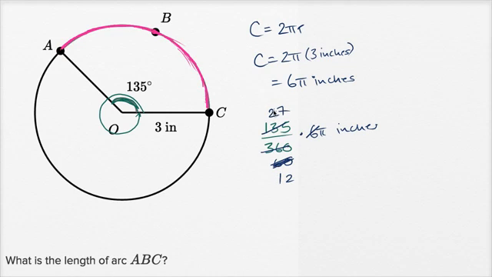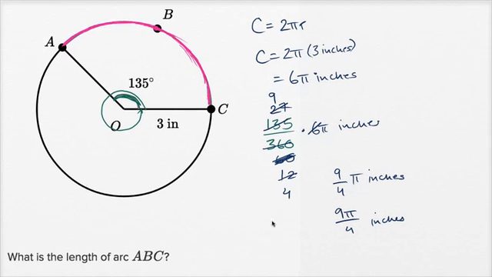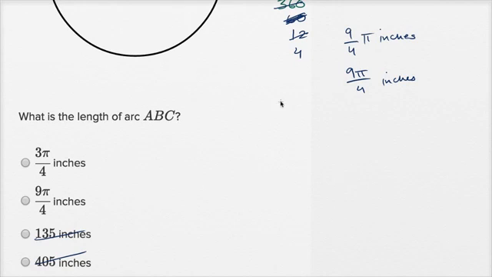And then we can divide the numerator and denominator by 3. 27 divided by 3 is 9, and 12 divided by 3 is 4. So we're left with 9/4 times pi inches. Or we could multiply the numerator times the pi and say 9 pi over 4 inches. And when you look at the choices, that is this one right over there.